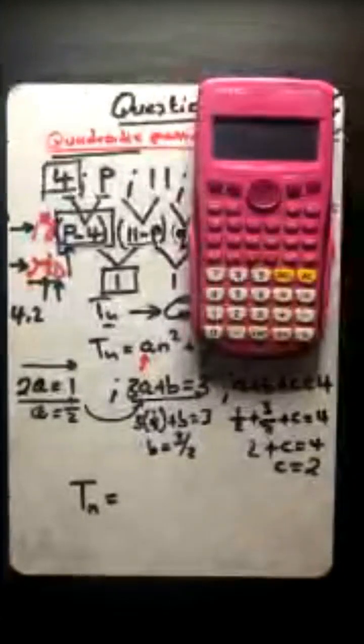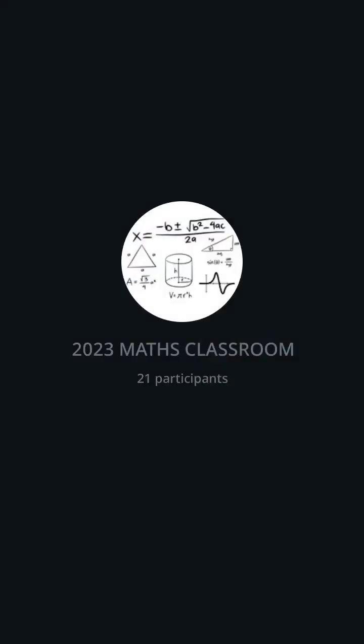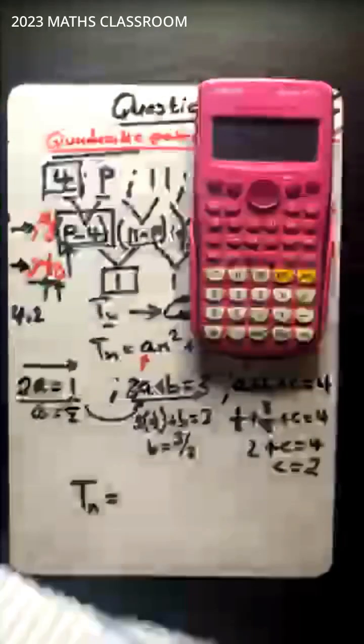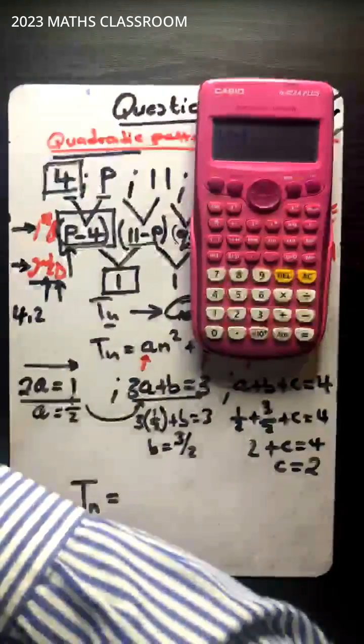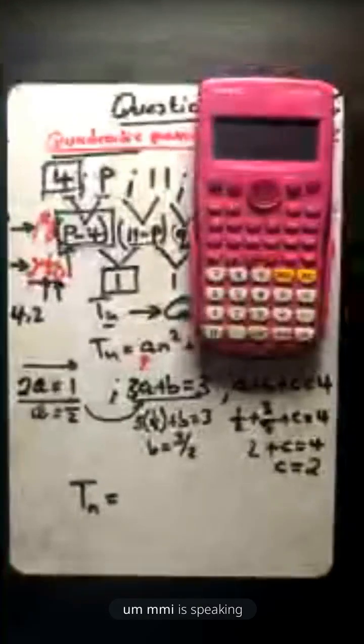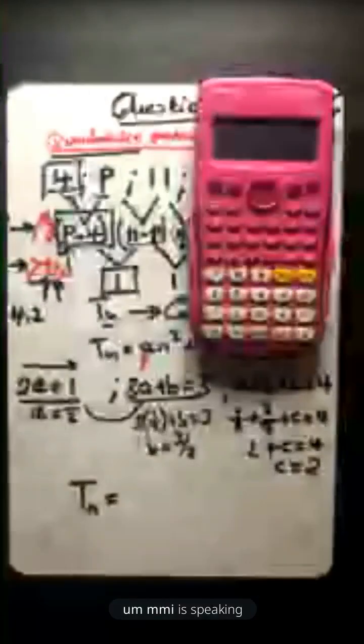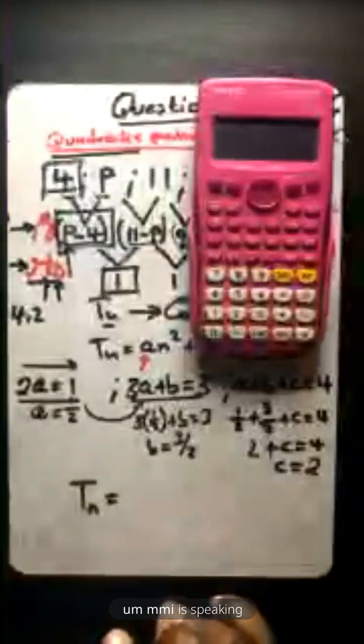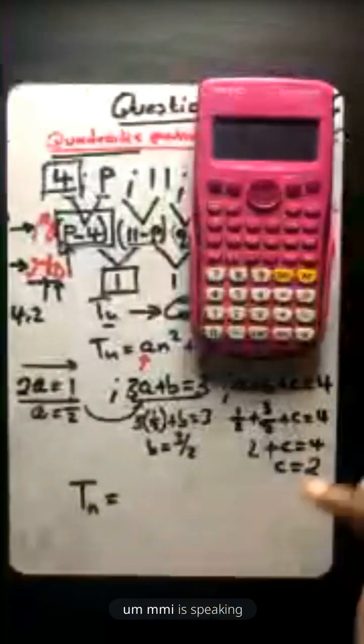I agree now. Is it everyone who agrees? Sorry, sir. Can you repeat there? 3A plus B is equal to 3. Please, can you repeat there?